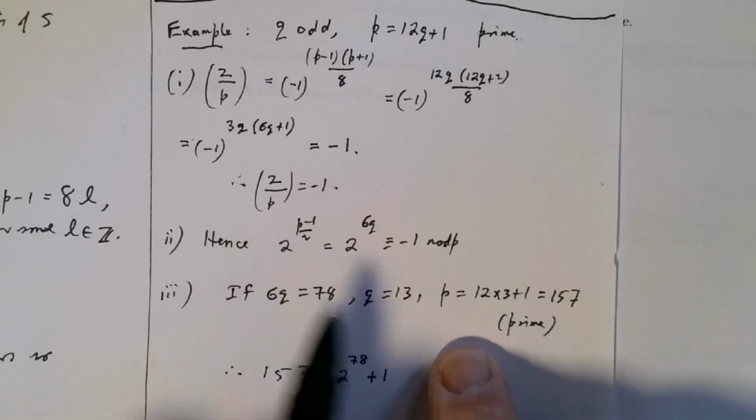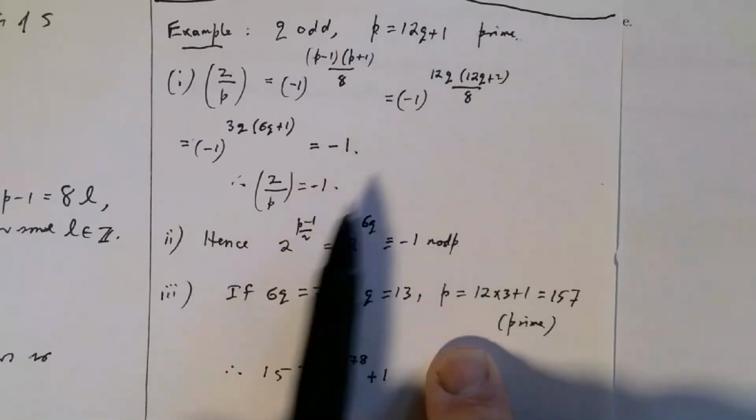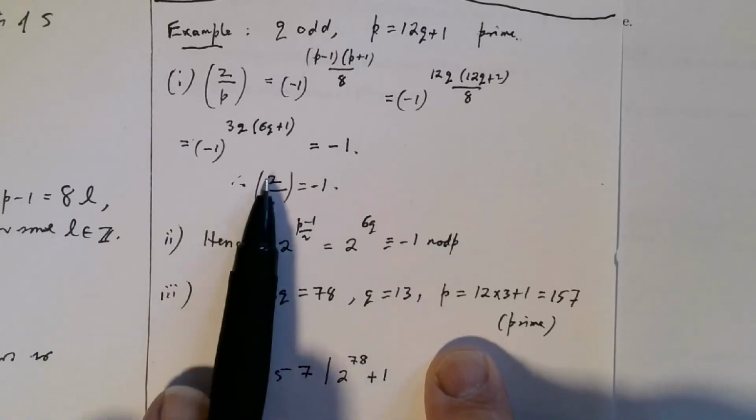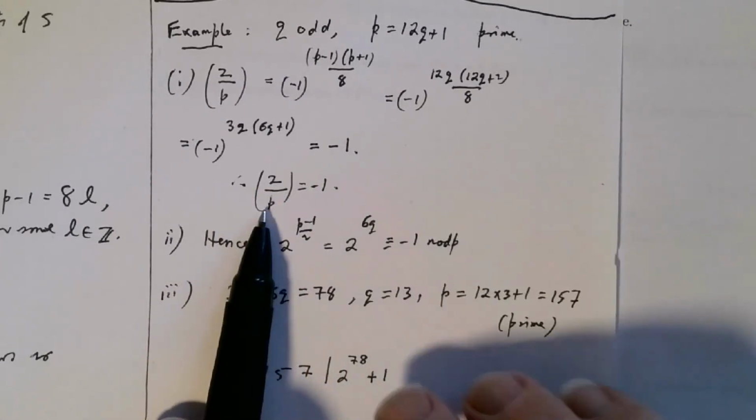So for example, as I said, if q is 3, you get 37, so you can say that, for example, 2 is not a square mod 37.